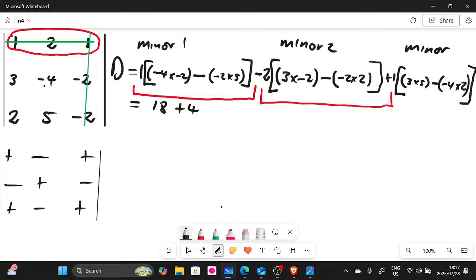There we go. And then the last one there, when the minor is 1, I forgot to write 1 here. When the minor is 1, again, we're gonna say 1 multiplied by open bracket 3 multiplied by 5 close bracket minus open bracket -4 multiplied by 2 close bracket. And all this is gonna give us plus 23.